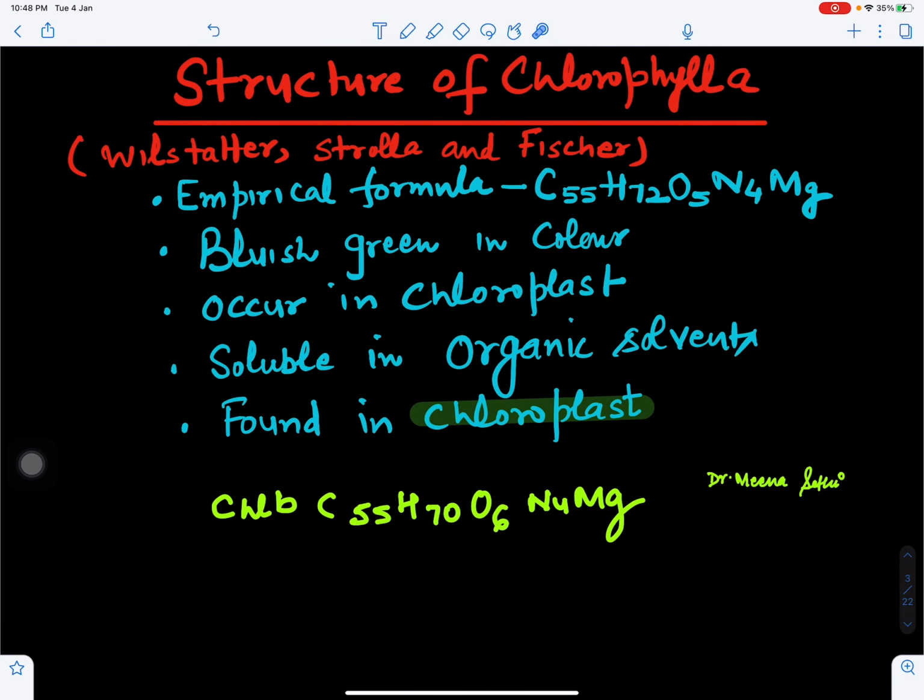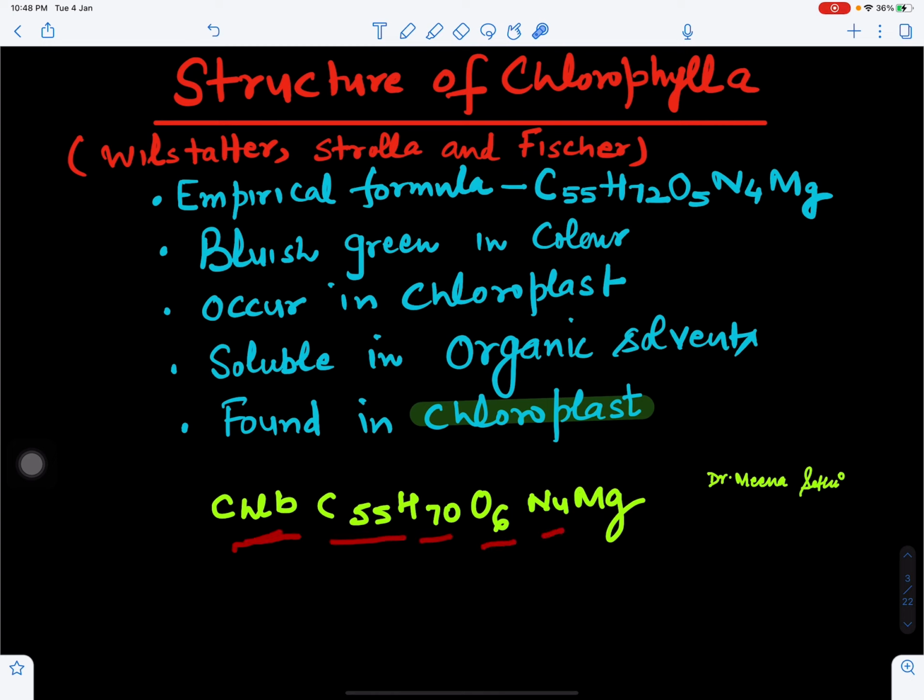Now we'll discuss in detail the structure of the chlorophyll-a molecule. This was given by Willstätter, Stoll and Fischer. Its formula is C55H72O5N4Mg, and the color is bluish green, and it is found in the chloroplast. We can extract it with the help of different organic solvents like petroleum ether, ethyl ether, and many other organic solvents can help in extraction of the chlorophyll molecule. Chlorophyll-b has a slightly different formula: C55H70O6N4Mg.